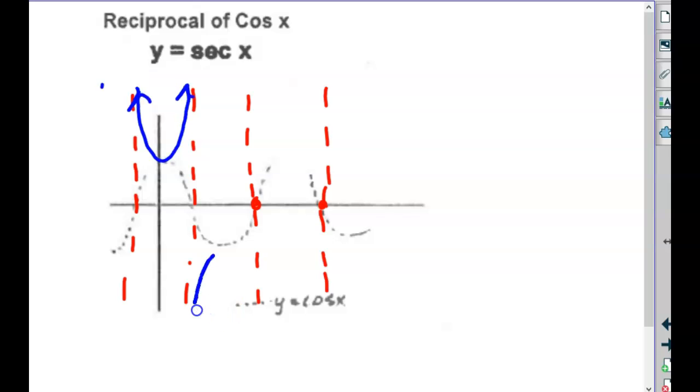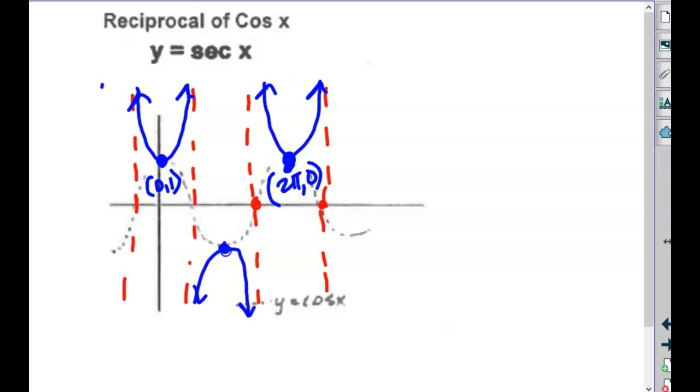So this is what the secant graph looks like. Can you give me 3 ordered pairs quick? This would be 0, 1. Now be careful. The asymptotes were, where's 2 pi on this graph? Because there's cosine. This is 2 pi, right? Yes, that bottom is. This is 2 pi, 0. This bottom guy would be at pi, -1. By the way, this was 1, not 0, my bad.